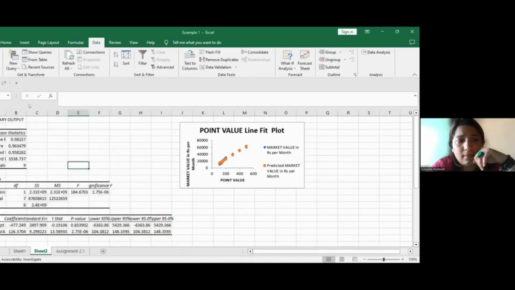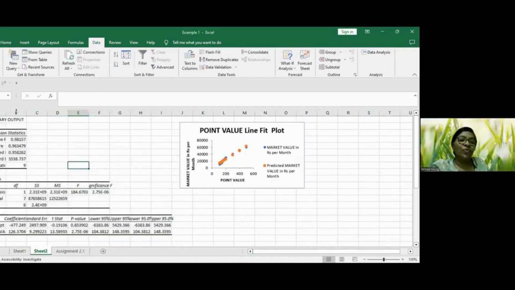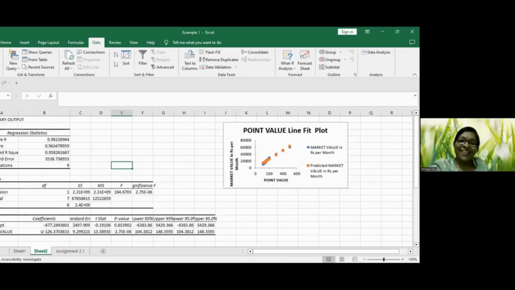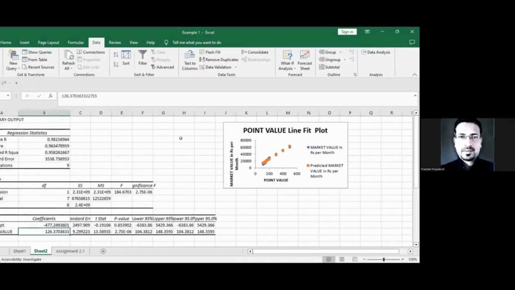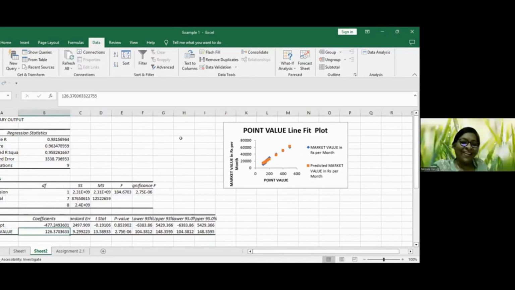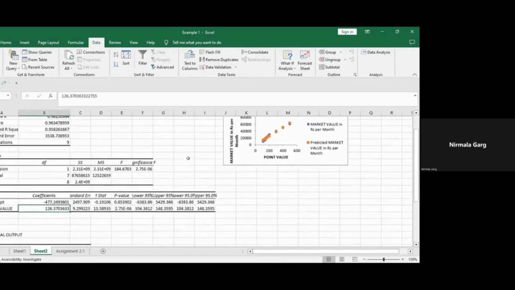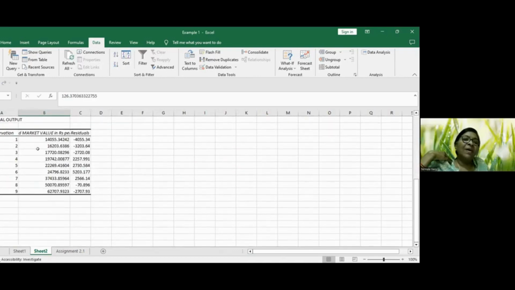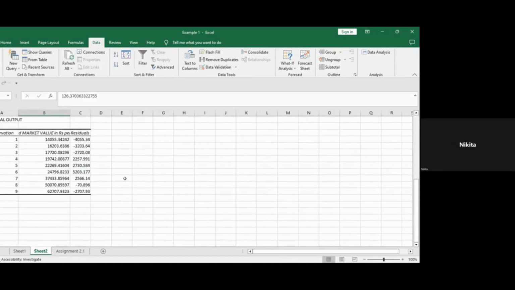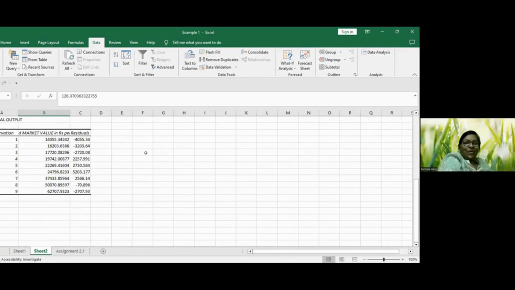Let me see what it is. Yes, exactly, this is the intercept, which is minus 477. Yes, very good observation. Nikita, just scroll down. Yes, the figures are the same. Excellent. Good job done.